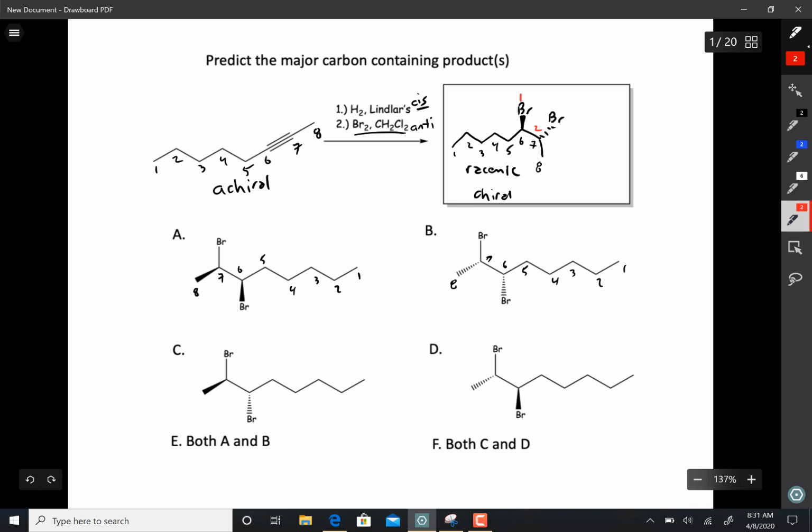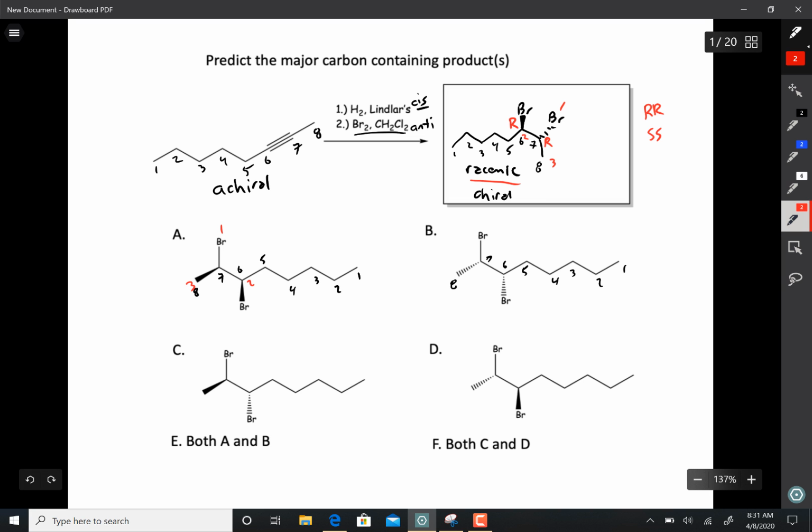1, 2, 3. That's an R chiral center. 1, 2, 3. That's also an R chiral center. And since it's racemic, that means we're going to have a mixture of molecules that are RR and SS and not RS or SR, because those would be the diastereomers. So now it's just a matter of figuring out R's and S's.